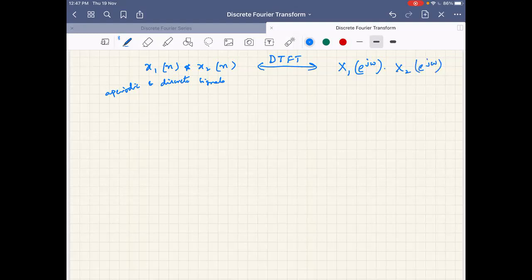Whereas if x1 of n, even though initially it is aperiodic, is made into a periodic signal by repeating it with the period being the length of the sequence, we get x1 tilde of n, and now a convolution with x2 tilde of n. First of all, this convolution itself is not possible because both are periodic signals. In the discussion of the discrete Fourier series, what did we tell? The convolution is not possible, but we can take a periodic convolution.